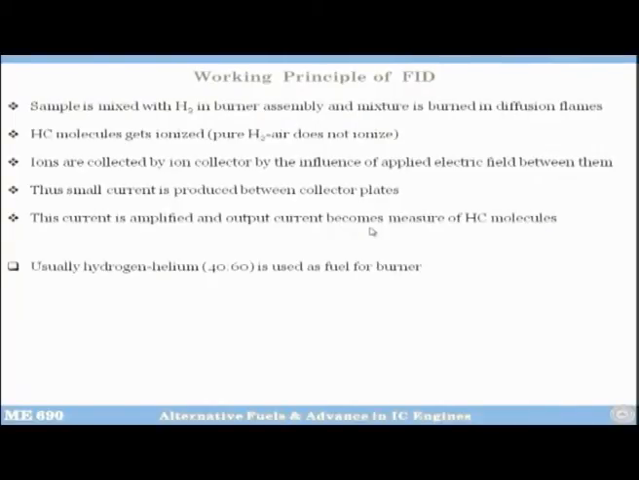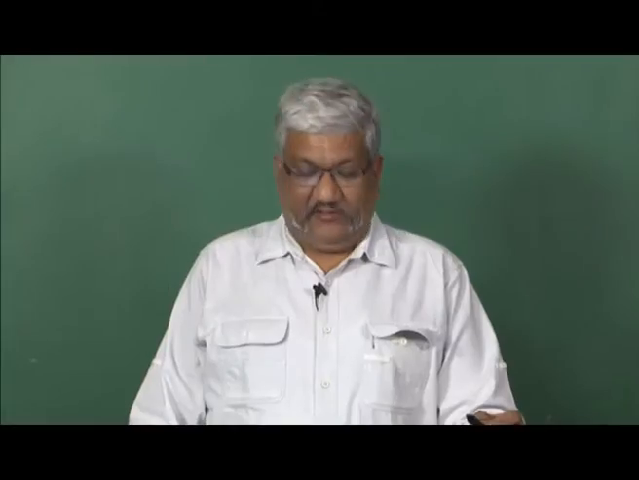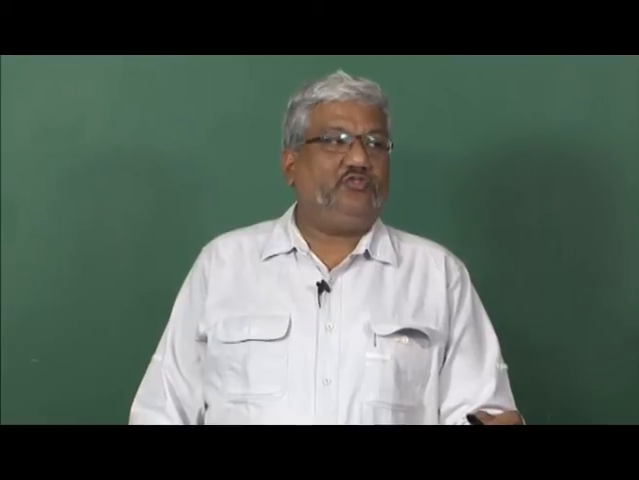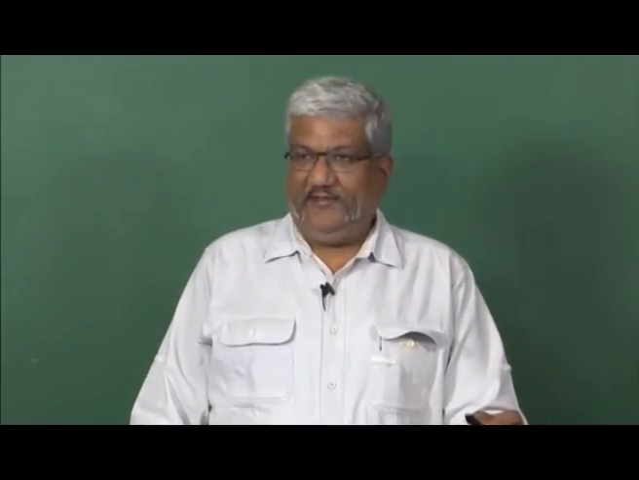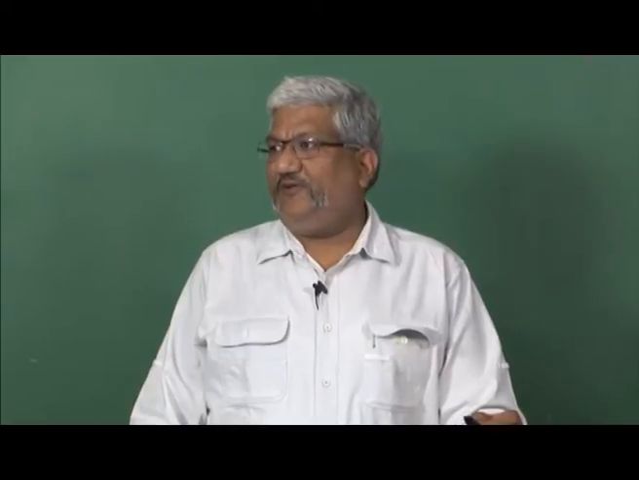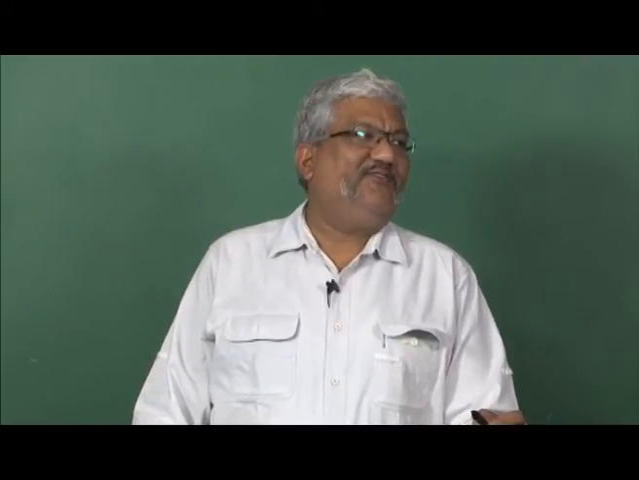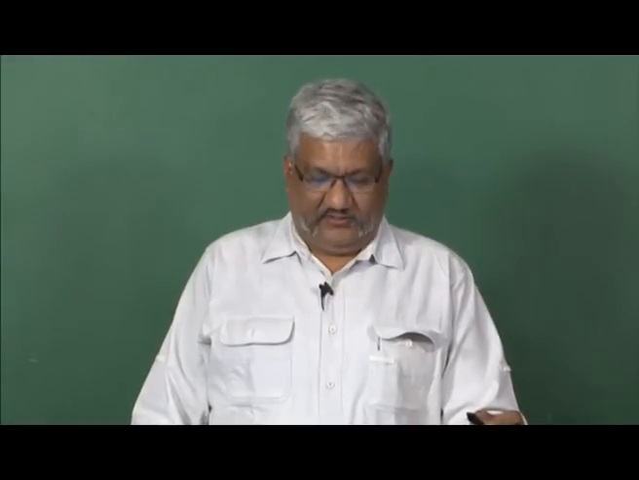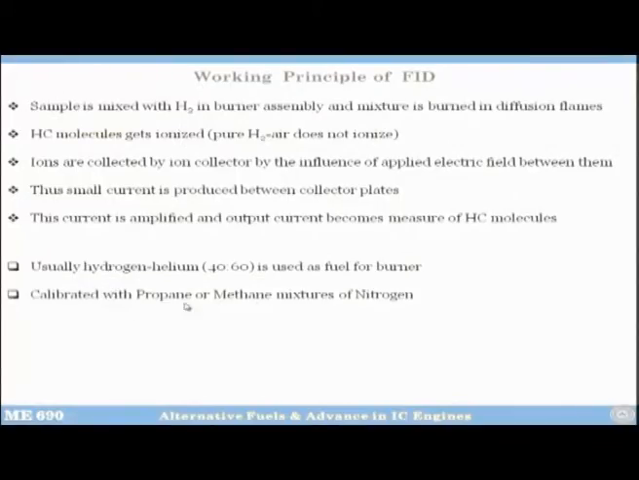Right. So, usually, as I said, you can use hydrogen, but it is better to use a mixture of hydrogen and helium, which is 40 to 60 by volume. That is used as a fuel. So, those of you who are going to use an FID detector for hydrocarbon measurements have to make sure that you are using this fuel gas, a 40-60 hydrogen-helium mixture, and you also have to make sure that the flame is on. Sometimes you may be putting everything in, but you forgot to ignite the burner. If you forgot to ignite the burner, obviously you are not going to generate the ions, and it will not work. Then you have to calibrate it with a propane and methane mixture.